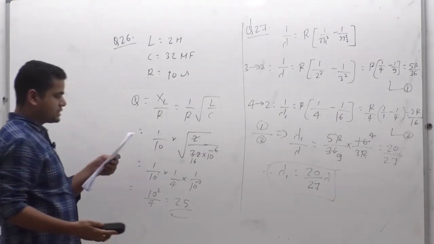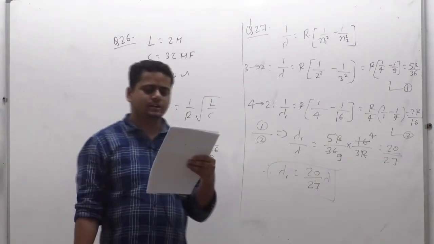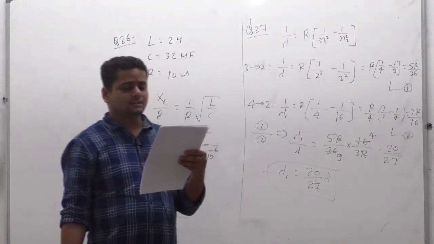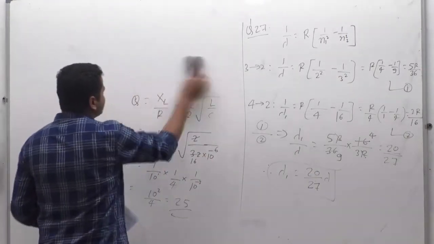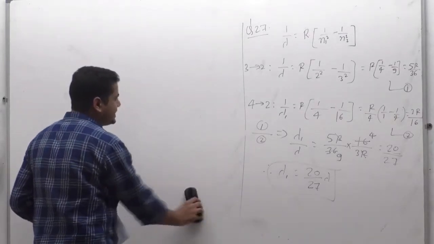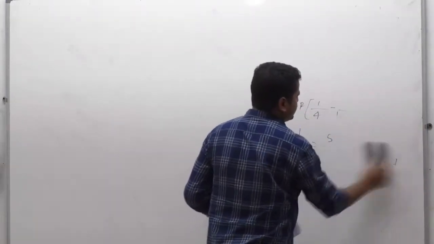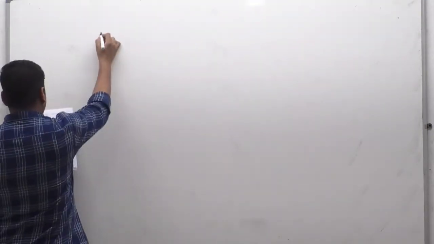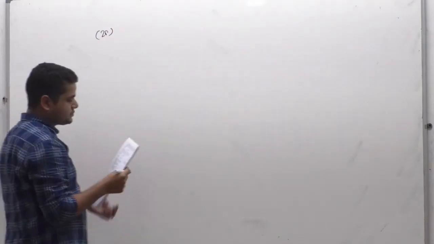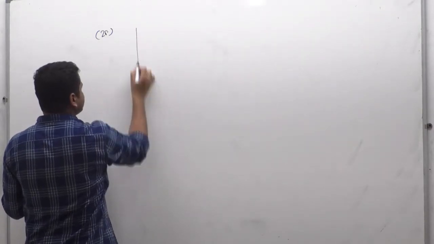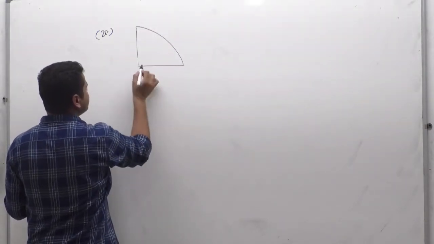In question number 28, this is directly based on the center of mass calculation, and this is 1/4 of the ring. We already know that in a ring the center of mass location from the center is 2r by pi. So this is the ring. You can also remember the result. This is 1/4 of the ring now.